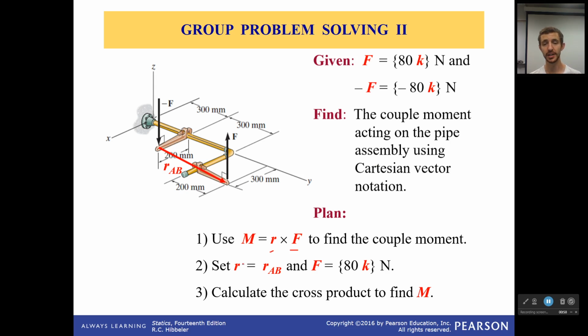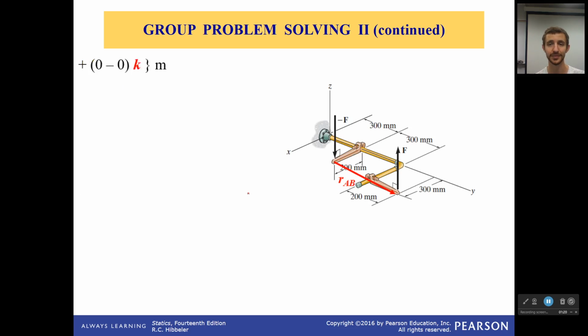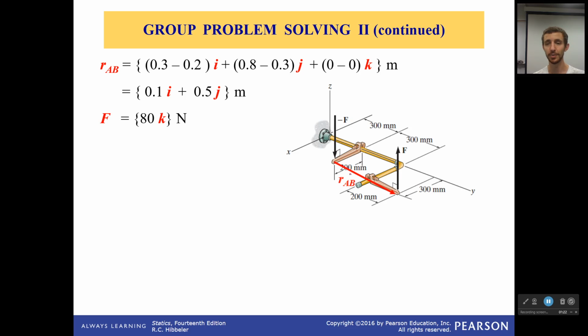Second thing we're going to do here is realize that R is going to be the RAB from here to here, and F is going to be 80, almost said 80 kilonewtons, 80 newtons in the K direction. You just got to calculate that cross product. And then afterwards, I'm going to show you another way you could have done this problem, though it wouldn't give you the Cartesian vectors. It's not quite so perfect. I'll do that.